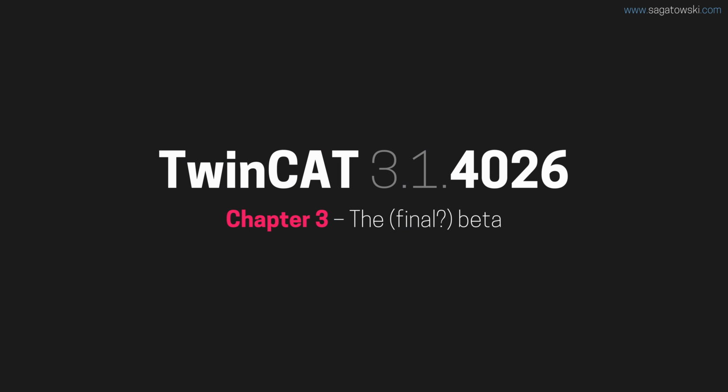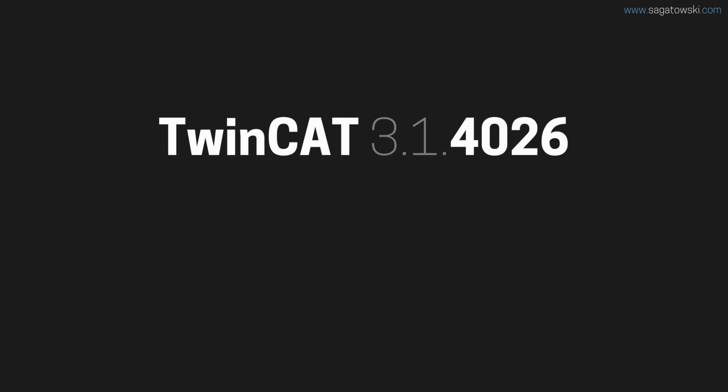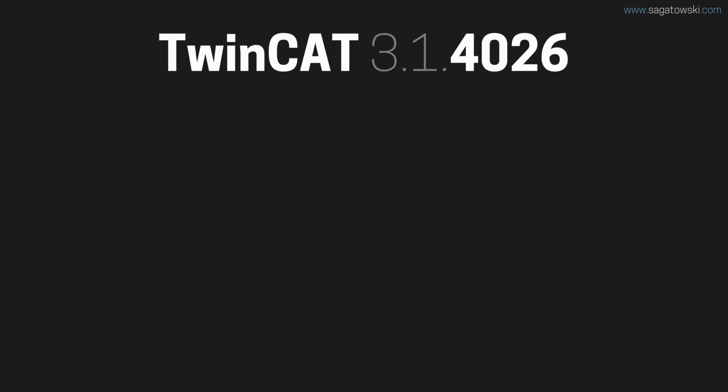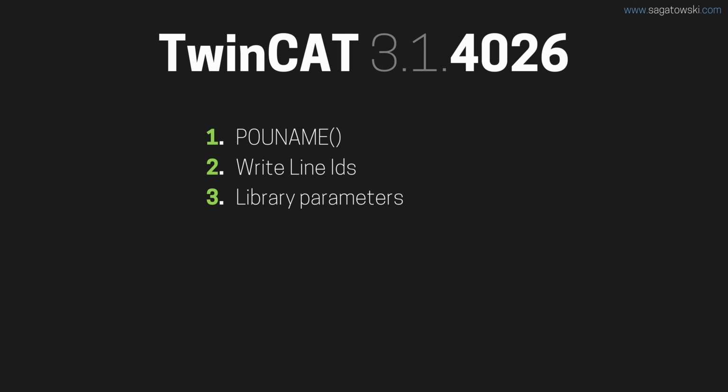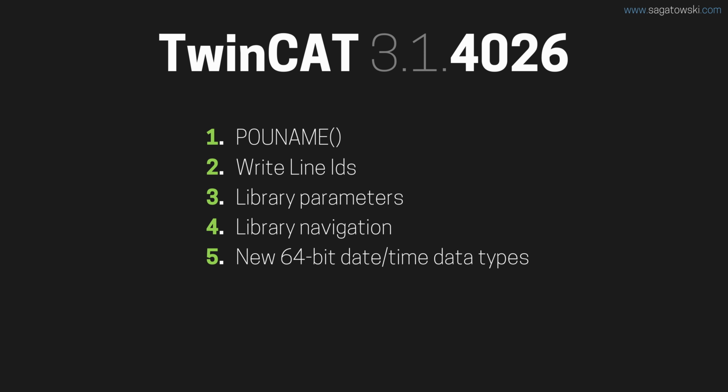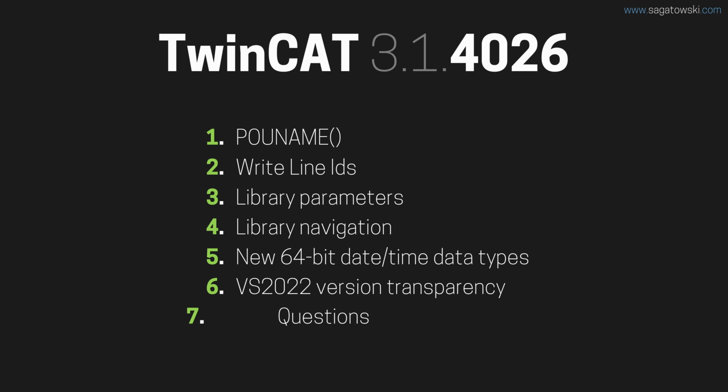Let's get straight to the point. Beckhoff have released a third version of the 4026 beta called 4026.3. In this video, we'll continue our journey of exploration and discovery of the new 4026 release by looking at some additional features and functions that it adds. We'll look at POU name, write LineIDs, library parameters, library navigation, new 64-bit date and time data types, VS22 version transparency, and we'll finish off with some questions. Let's get to the fun.